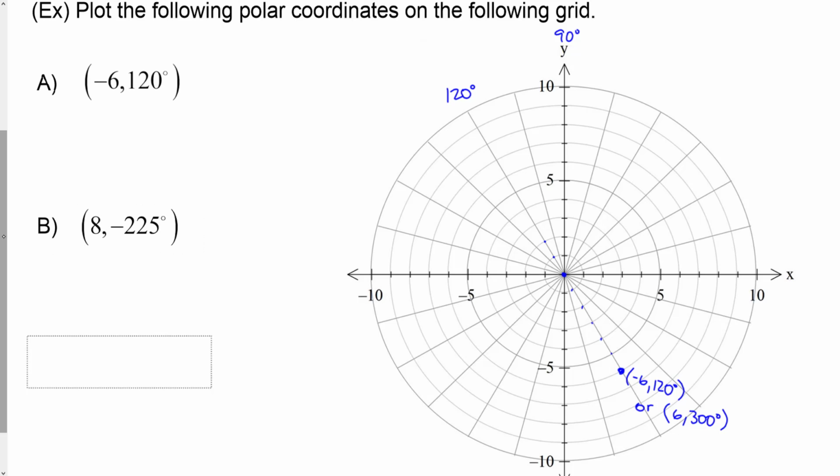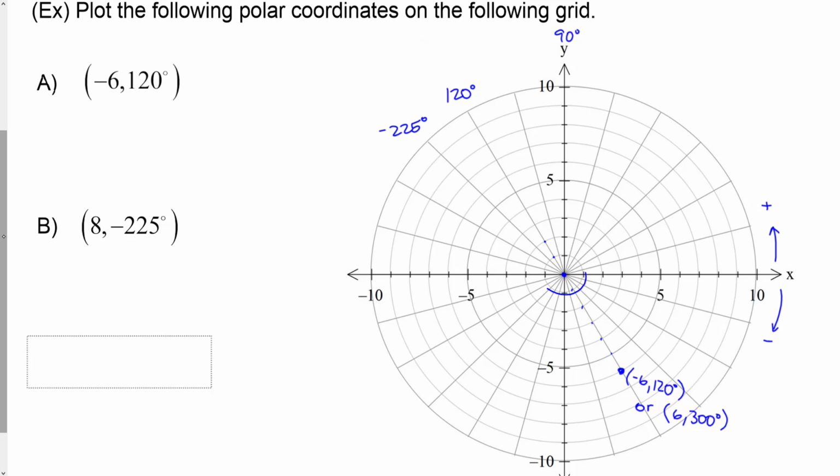All right, 8, -225 degrees. This time the angle measure is negative. So if the angle measure is negative, we don't rotate this direction, we rotate this direction. So we go 225 degrees that way. So that's going to land us right here.